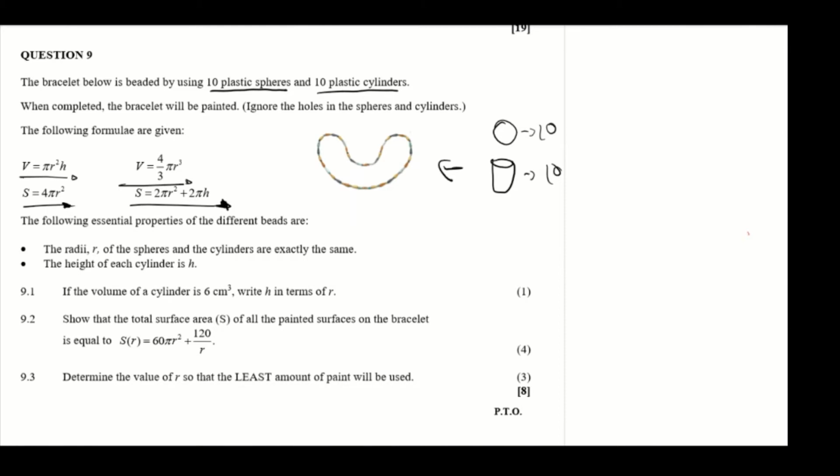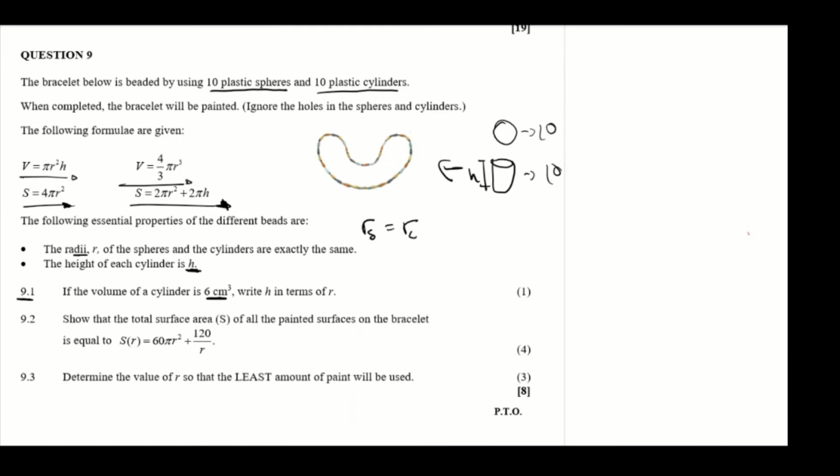The following are essential properties of the beads. The radius r of the sphere and the cylinder are the same. So the radius of the sphere and the radius of the cylinder are equal. The height of each cylinder is h. 9.1: if the volume of the cylinder is 6 centimeters cubed, write down h in terms of r.